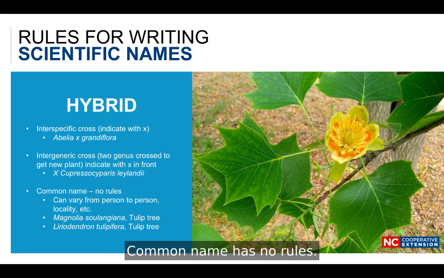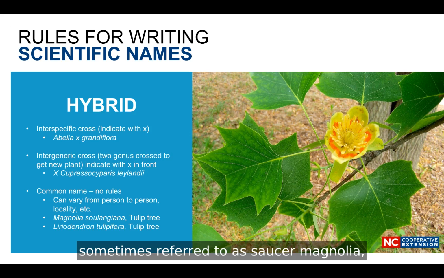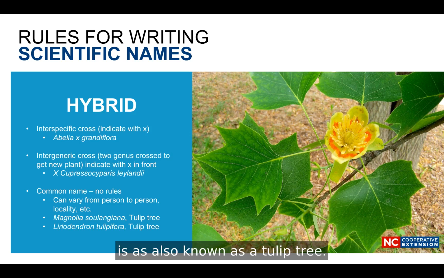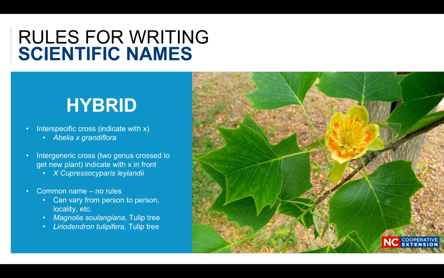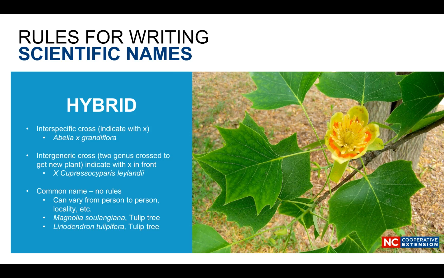Common name has no rules. It can vary from one person to another, from locality to another, from one side of the mountain to another. Magnolia soulangiana is sometimes referred to as saucer magnolia, and it is also known as a tulip tree. Liriodendron tulipifera is also known as a tulip tree or tulip poplar.